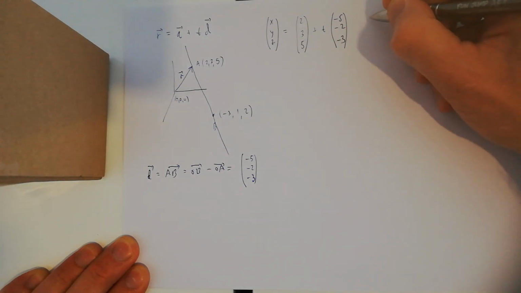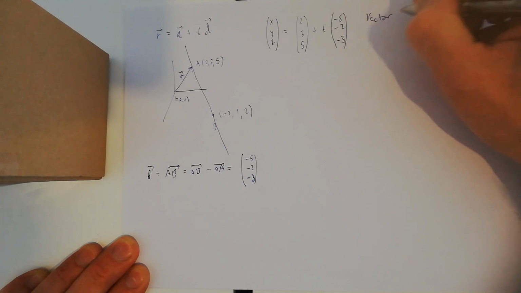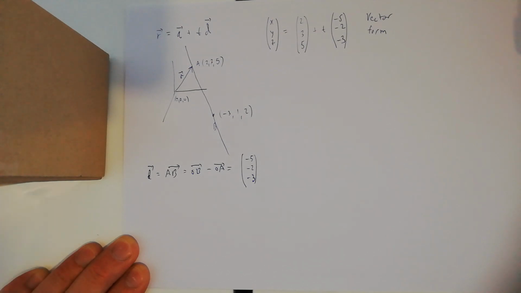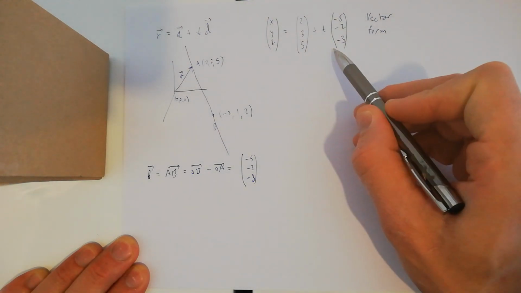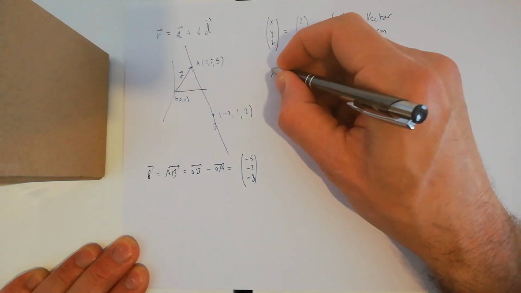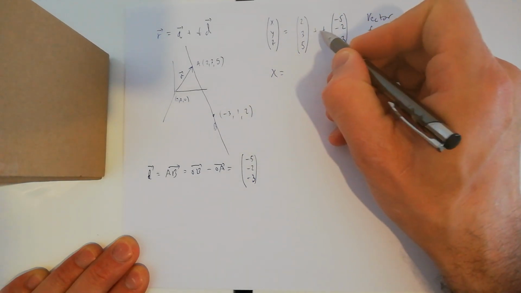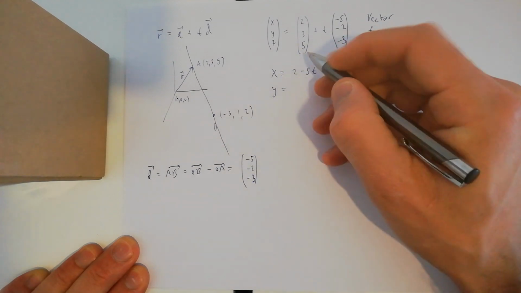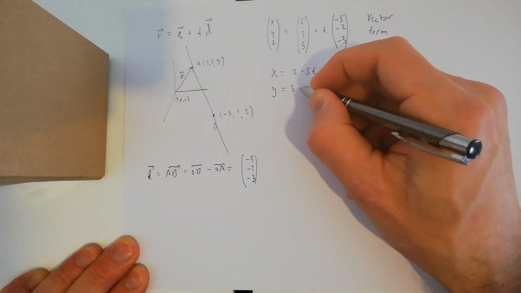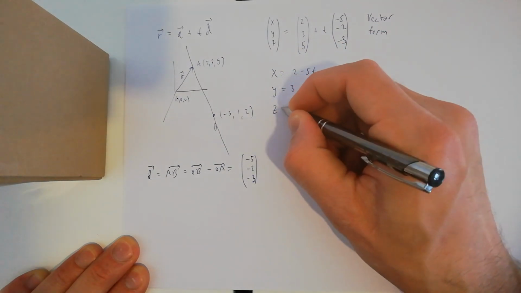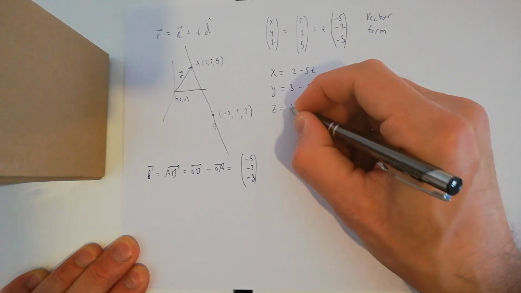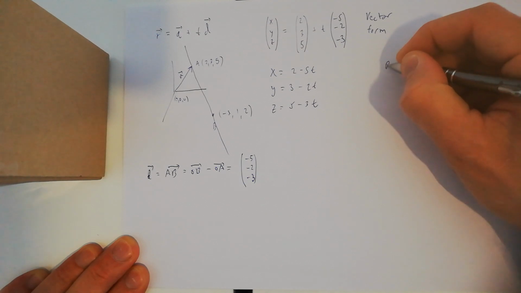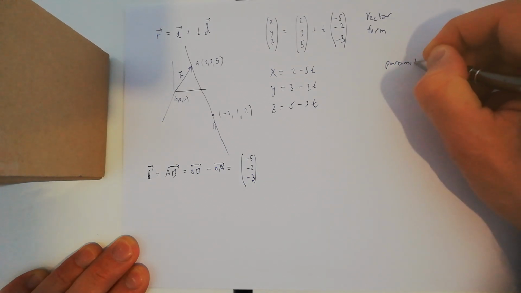This is called the vector form of the line. From here we can obtain the parametric equation just by writing x equals 2 plus t times minus 5, so 2 minus 5t, y equals 3 minus 2t, and z equals 5 minus 3t. These are called the parametric equations of the line.